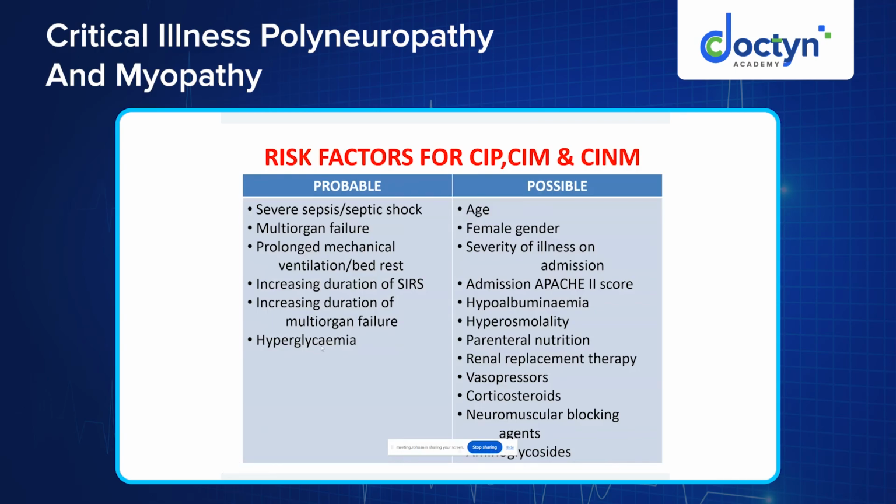When we talk about the overall risk factors for CIP, CIM and CINM, that is the clubbing of all of these. The probable risk factors we have discussed: severe sepsis, MODS, prolonged ventilation, increased duration of SIRS, increased duration of MODS and hyperglycemia. The other probable factors: age, female gender greater than male, severity of illness according to the APACHE II admission score, parenteral nutrition, renal replacement therapy, vasopressors, corticosteroids and aminoglycosides are probable risk factors for the development of CIP, CIM and CINM.